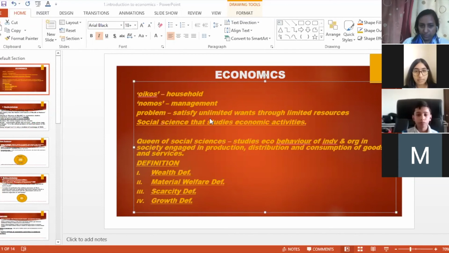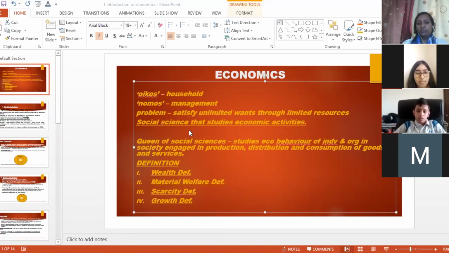What is the economic problem? It is to satisfy unlimited wants through limited resources. Economic problem can be considered as scarcity. In other words, this is known as scarcity of resources to satisfy unlimited wants. So economics is derived from a Greek word in which oikos means household and nomos means management. So basically economics is management of a household.